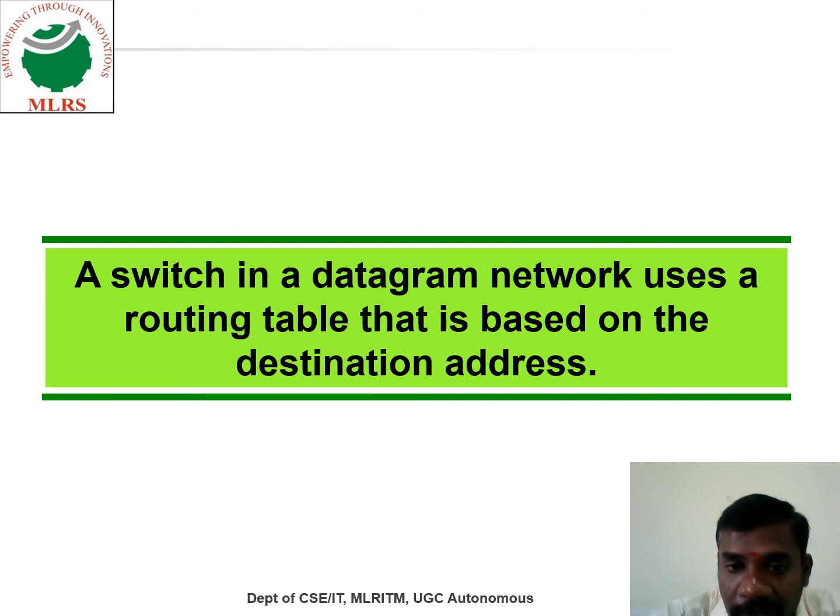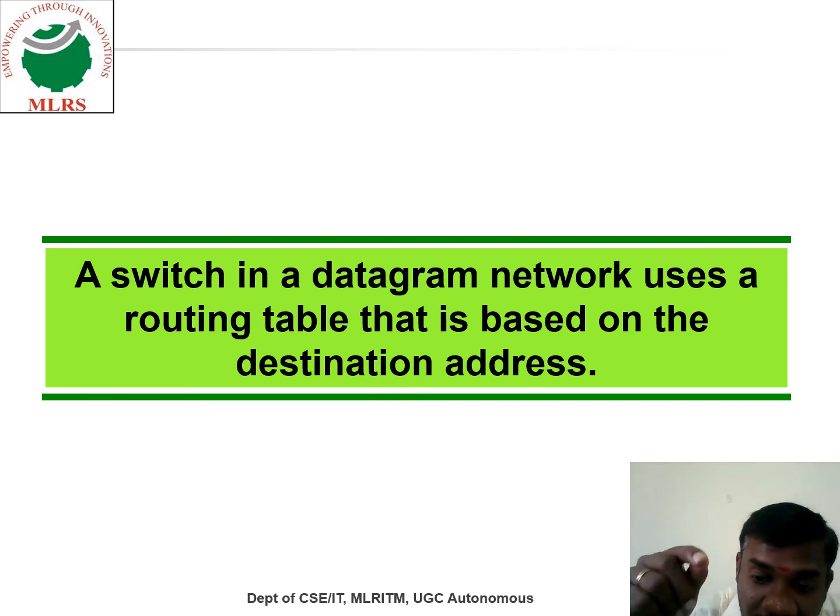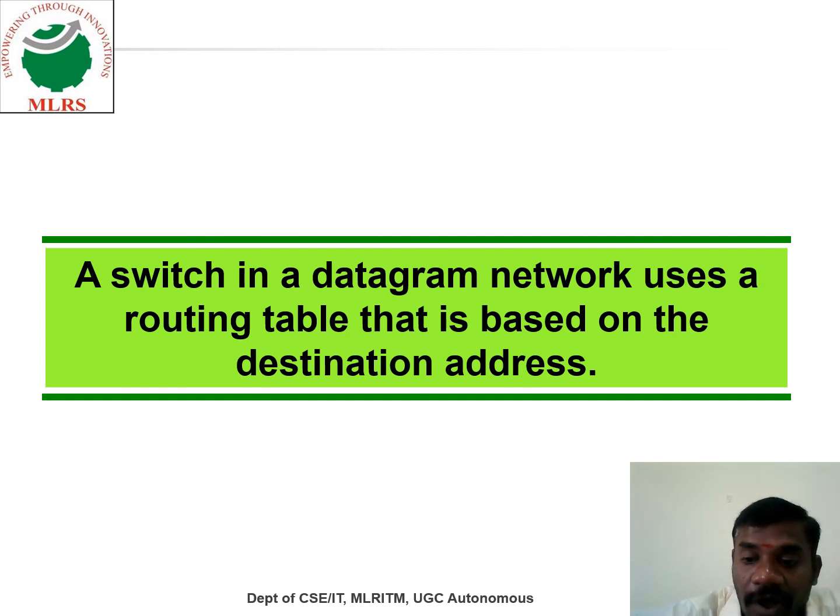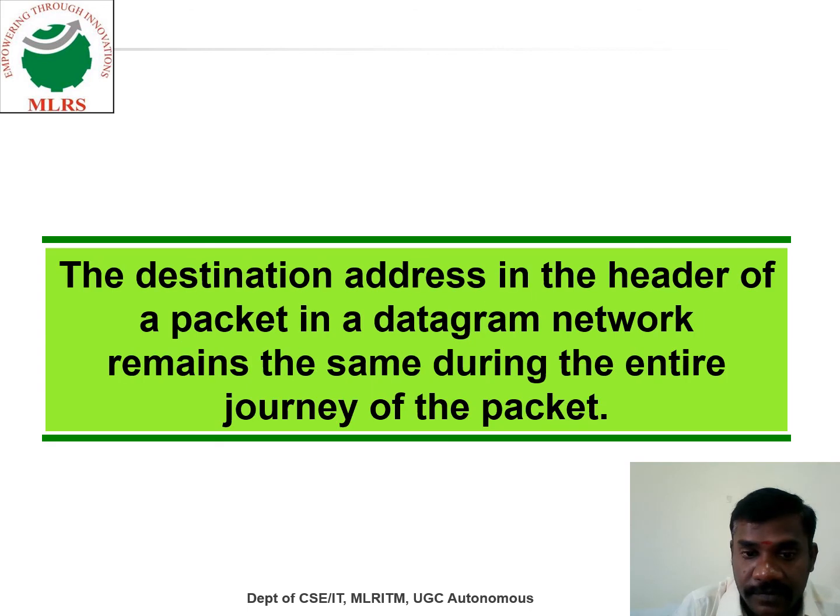What I told, datagram networks use a routing table based on destination address. That means what is your incoming port, what are the outgoing ports, and how the data are traveling to the receiver side. This is nothing but your routing table. All those incoming packets and outgoing packets are recorded in the routing table.